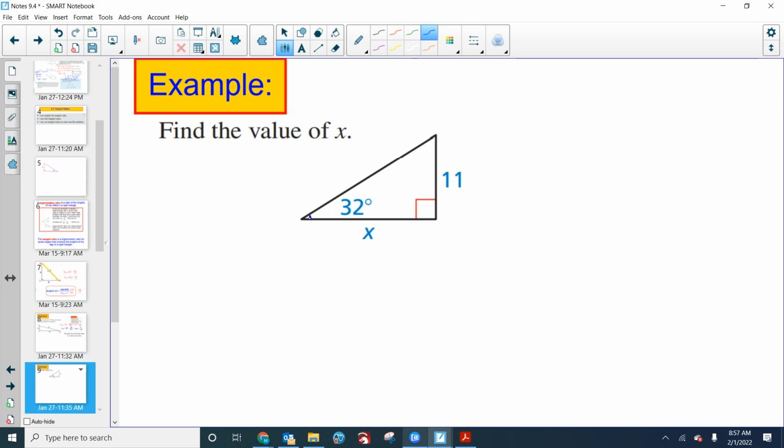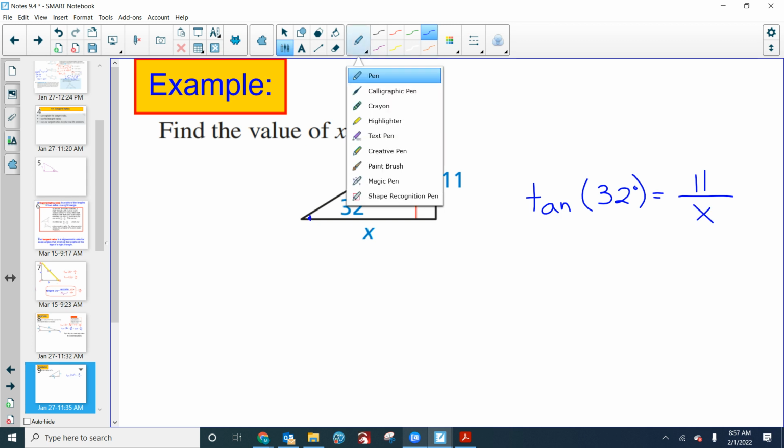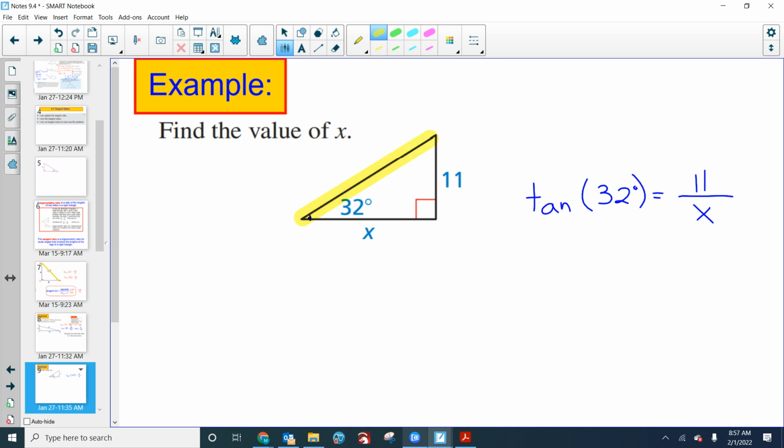So here we go. The tangent of our angle, well, the angle is 32 degrees, equals the opposite side divided by the adjacent side. Okay, so from my finger, what is the opposite side? 11. What's the adjacent side? Very good. Now, if this bothered you, you could highlight the hypotenuse to remind yourself, do not use that side because this is tangent. Tangent doesn't use the hypotenuse.